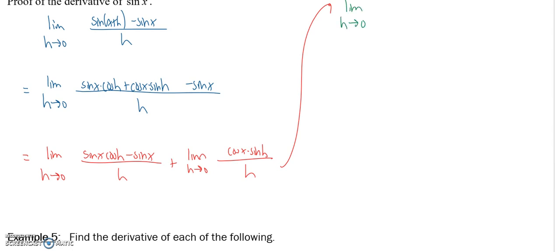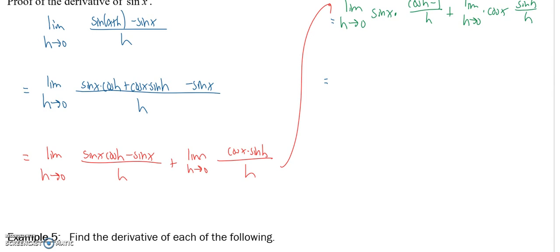Limit as h approaches 0 of sine of x times cosine of h minus 1 over h plus the limit as h approaches 0. And for this one, I'm going to take out the cosine of x times sine of h over h. So with each one of those, I'm factoring out the trig function that has x as its angle. On to the next step then.